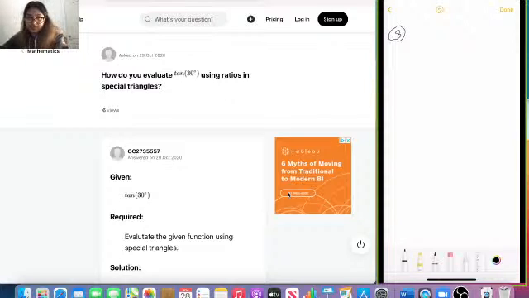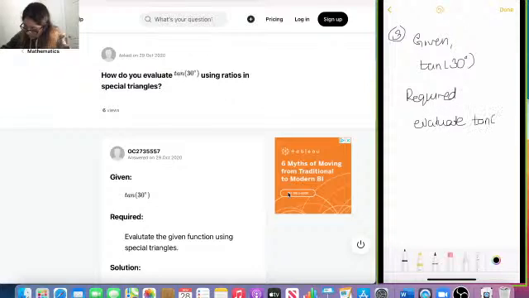So our next question says, how do you evaluate tan of 30 using ratios in special triangles? So we're given tan of 30 degrees. What we need to find is basically to evaluate the given function using special triangles. Required is to evaluate tan 30 from special triangles.